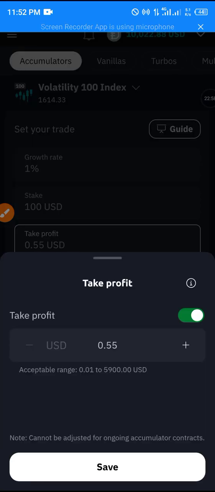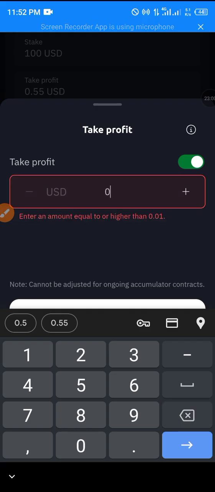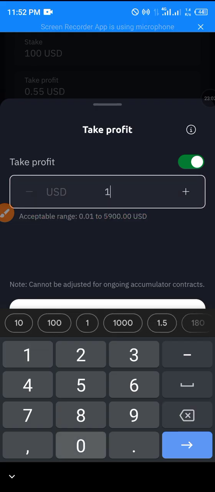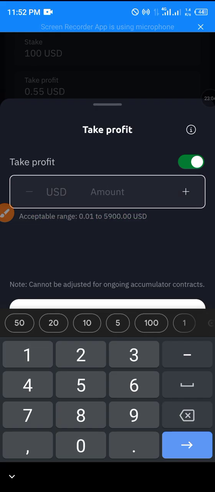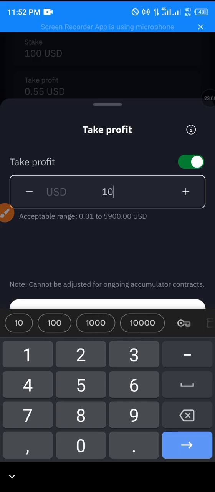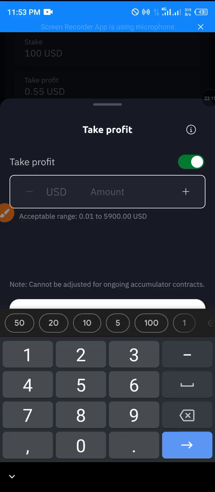And always don't forget to put your take profit. If you use 100, your take profit should be 10. You can go multiple times and take your profit. It can be 10, it can be 20, depending on the number that your spirit is telling you to put. If you're a greedy type, you can still put 5,000.